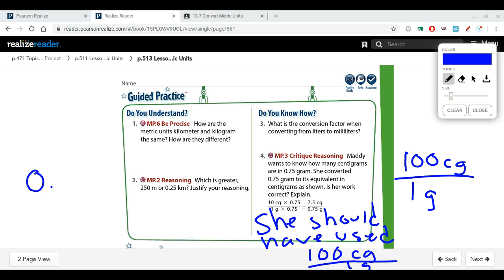Okay. And so when she did that, if she had done 100 centigrams to grams, I would take my 7,500 grams and I would times this by 100. And when I times it by 100, that means I can move my decimal 2 places to the right. So 1, 2. I move it 2 places to the right, and when I do, I end up with 75 grams as my answer. So she used the wrong conversion factor.